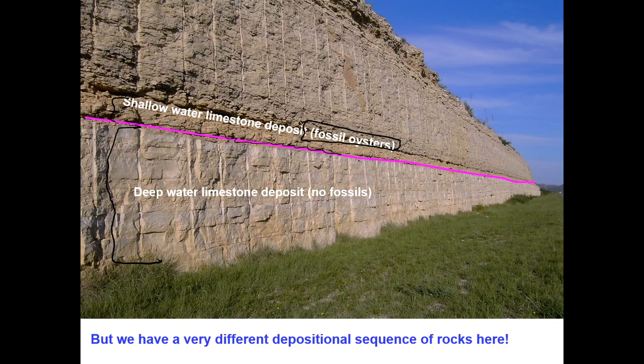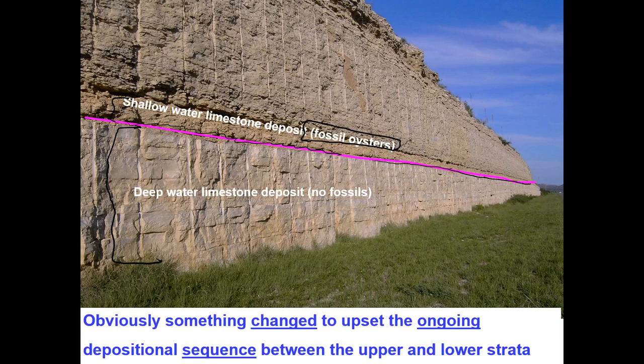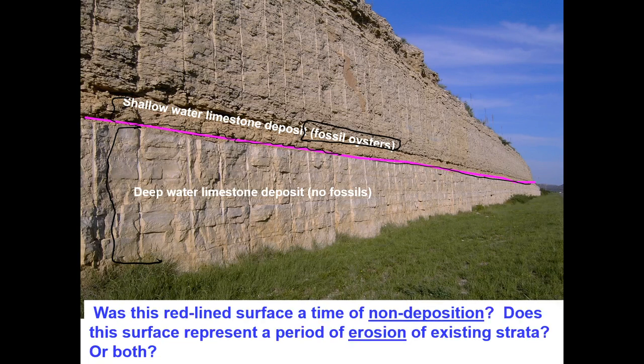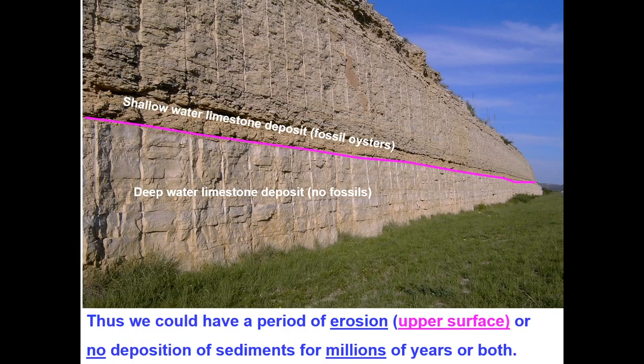So that could be a kind of unconformity where you see this pink fuchsia colored line right here. Obviously something changed to upset the ongoing depositional sequence between that upper and lower strata. So this kind of red line surface is a time of non-deposition, or maybe a period of erosion of the existing strata, or both. So what could have happened? This limestone, maybe deposition stopped, and maybe there were previously layers, more deep water limestone on top, but maybe this got exposed to the open air and got eroded away. And then later the shallow sea came and deposited this shallow water limestone on top. So there could have been erosion. There could have just been a cessation of deposition. We don't know, but there's something going on here. So we have a period of erosion on the upper surface, or maybe no deposition of sediments for millions of years, or both.